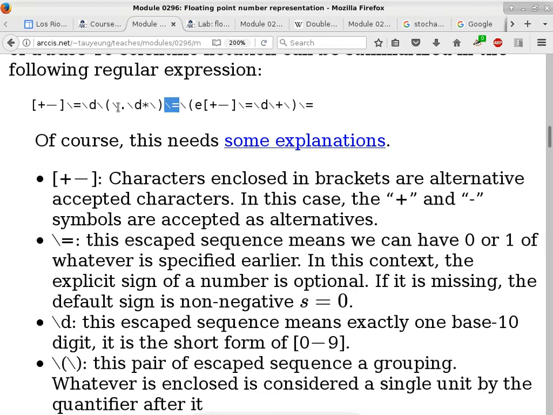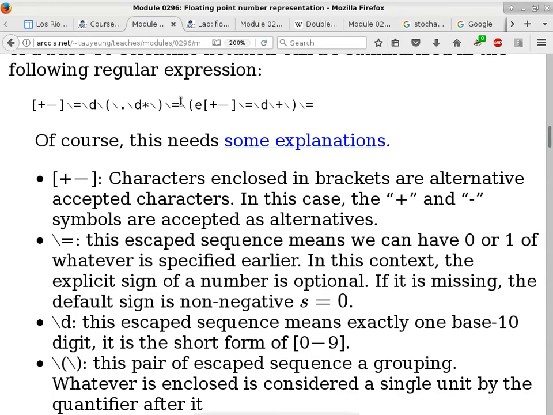5 is fine. 5 point is fine. 5.0 is fine. 5.0000 is fine. Are we doing okay so far? And we also have an optional sign before the entire thing. So plus 5.000 is okay. Negative 5.000 is okay. So are we still doing okay so far with this? Okay. What is after that?